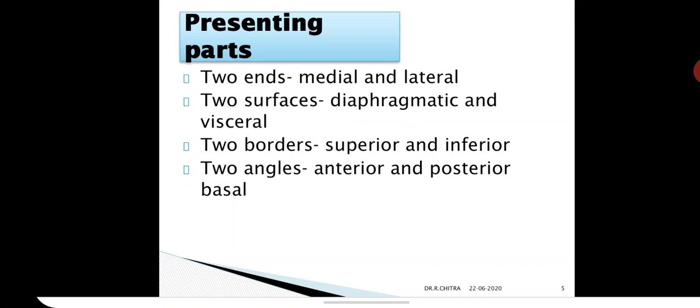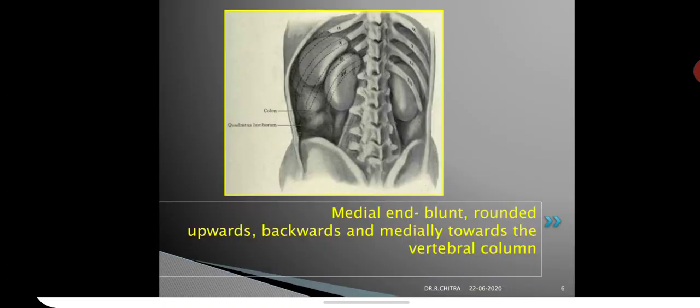Presenting parts of the spleen: it presents two ends, medial and lateral, two surfaces, diaphragmatic and visceral, two borders, superior and inferior, and two angles, anterior and posterior basal angles. So these are the presenting parts of the spleen. First we will see the ends. It has one medial end and one lateral end.